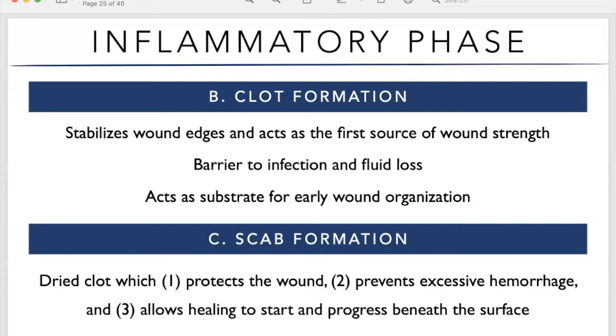It causes you so much trouble. Do not pick it. Do not pick the scab out kasi merong healing na nangyayari sa loob. Alright? So, this dried clot or the scab will protect the wound, prevent excessive blood loss, and it will allow the healing to start and move and progress underneath that surface.